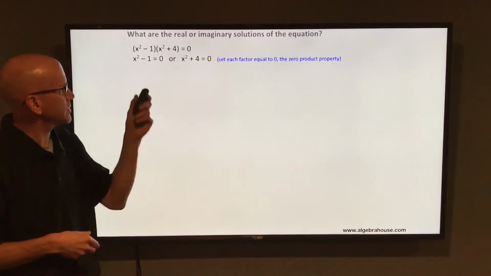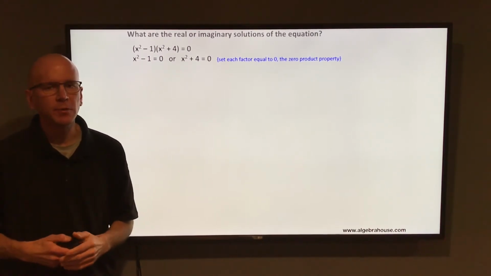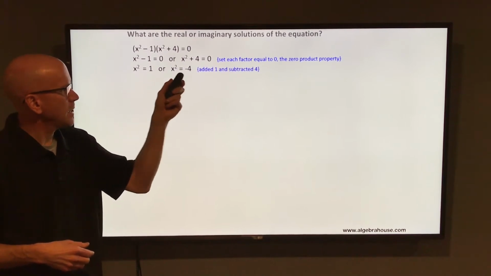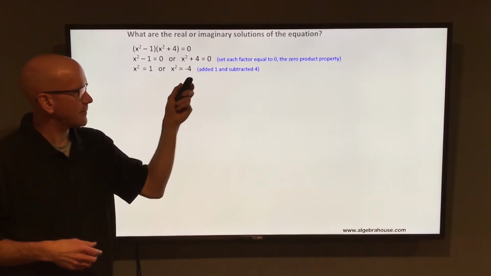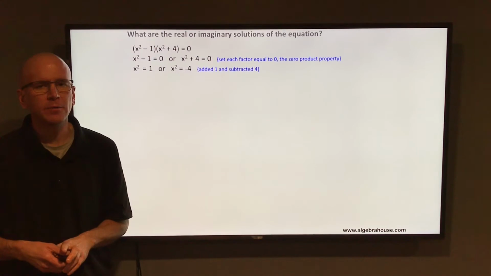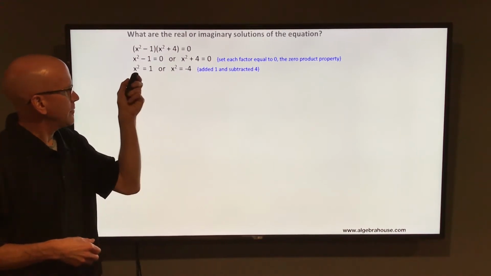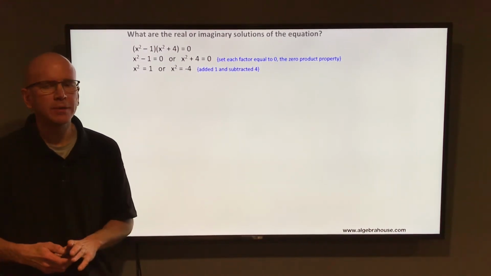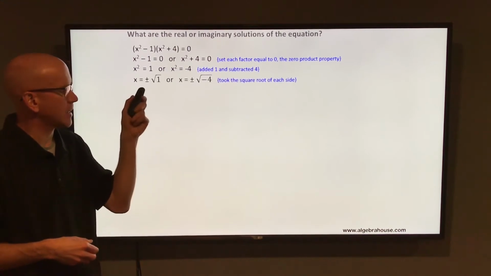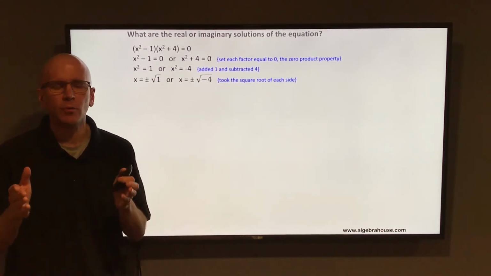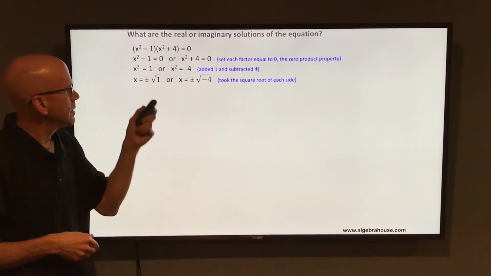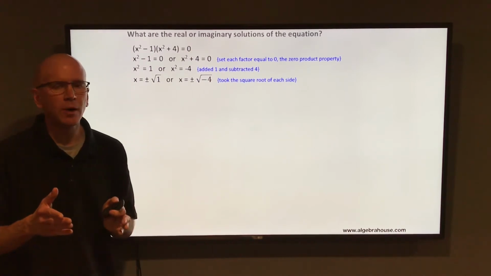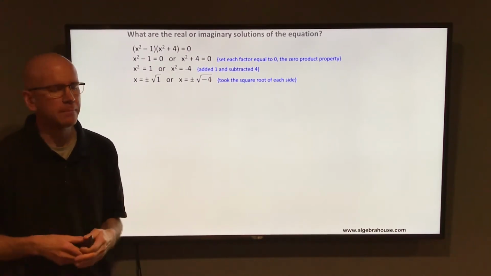Well, if x squared minus 1 equals 0, just add 1 to both sides. You'd end up with x squared equals 1. And if x squared plus 4 equals 0, subtract 4 from each side. Get x squared equals negative 4. If x squared equals 1, take the square root of each side. Now when you take the square root of each side, you have to take into account the positive or the negative square root of 1, because x could be the positive square root of 1 or the negative of the square root of 1.